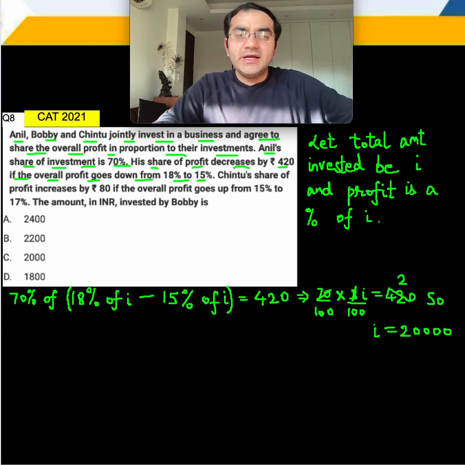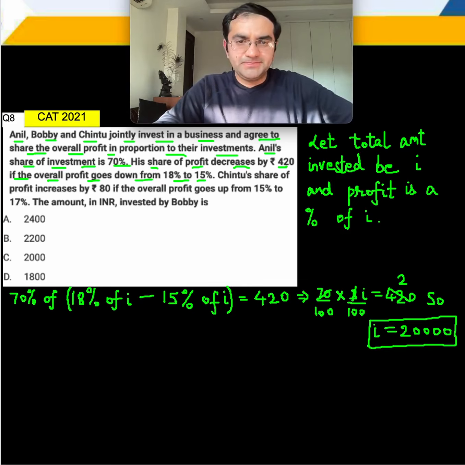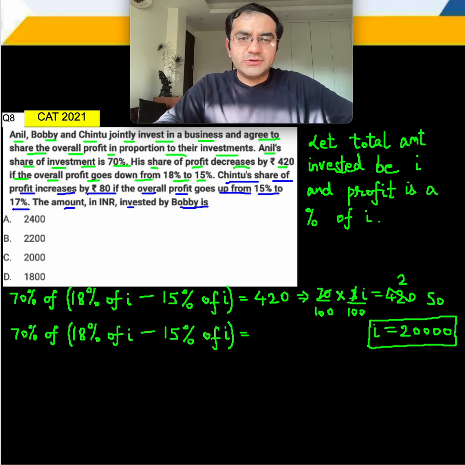Chintu. Chintu's share of profit increases by 80 rupees if the overall profit goes up from 15% to 17%. So we will take Chintu's share in the investment as C%, and profit has gone from 15 to 17. Okay, so here C% of 17 minus 15 is 2%, and the gap is now 80 rupees. From here we will be able to find out Chintu's share in the investment.